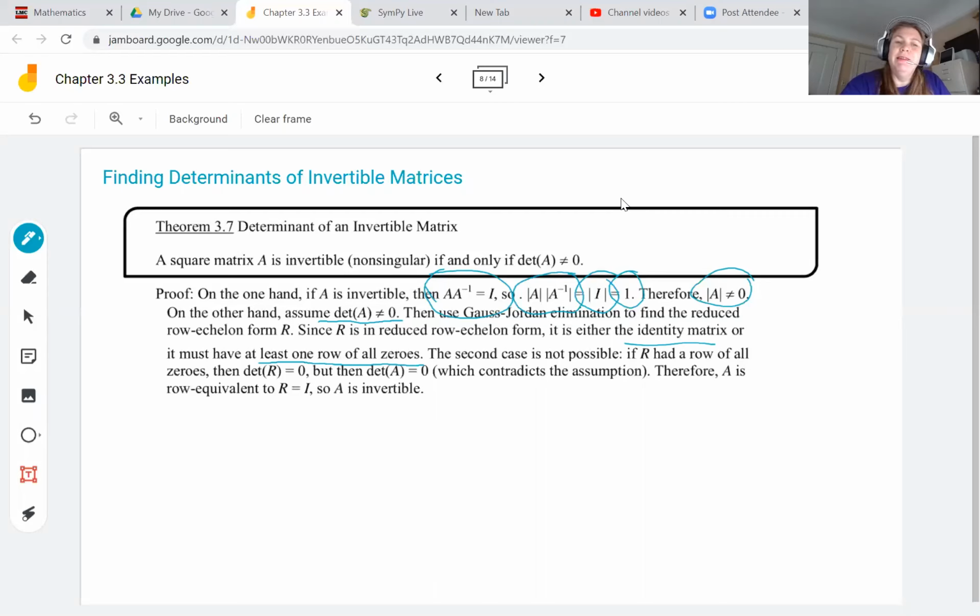So what we're saying is that you can get from A to R by row operations, and R is going to have a non-zero determinant.